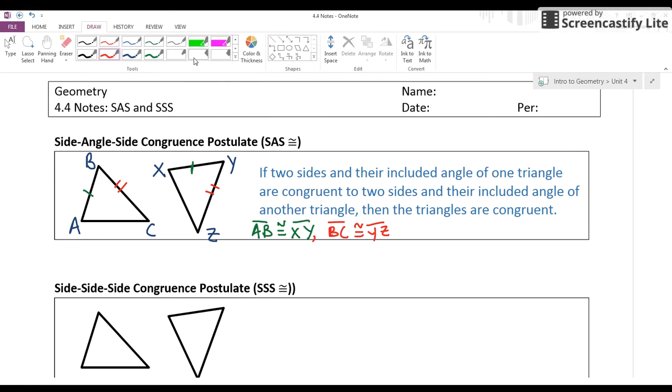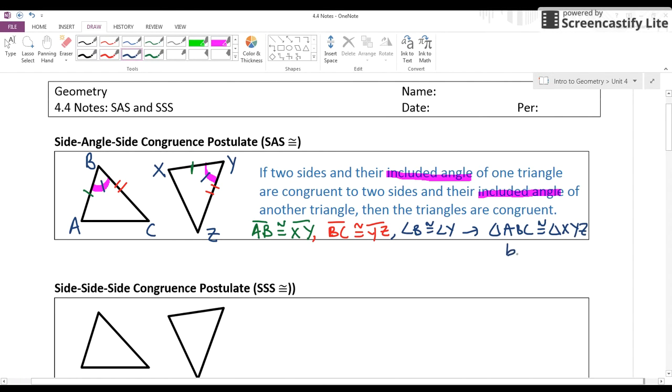So those are my 2 sides, the S and the S. But notice how the A is sandwiched between them. When we talk about the included angle, we're talking about the angle that's right between the 2 sides, the angle that's basically formed by the 2 sides in your SAS postulate. So what we need to see is that this included angle Y is congruent to the included angle for ABC, which should be angle B. So if we were given that angle B is also congruent to angle Y, then we can conclude that triangle ABC is congruent to triangle XYZ by the SAS congruence postulate.